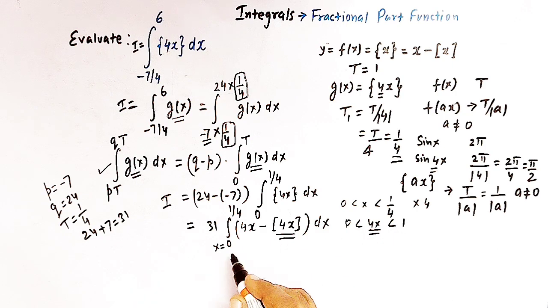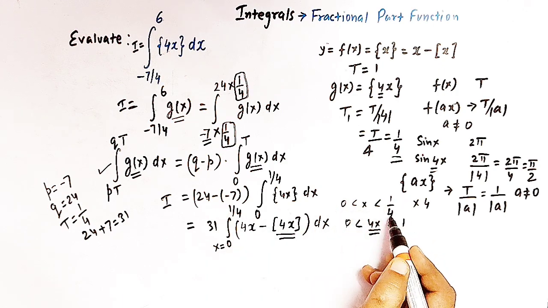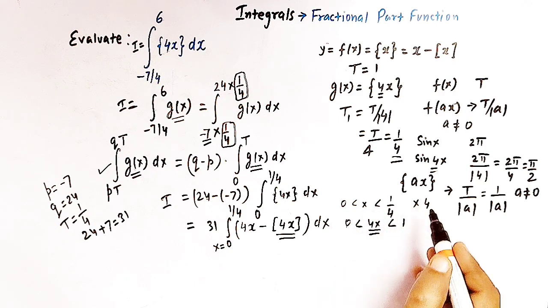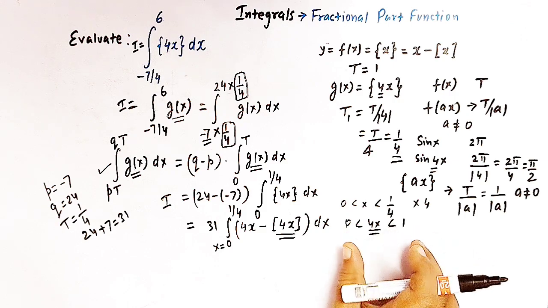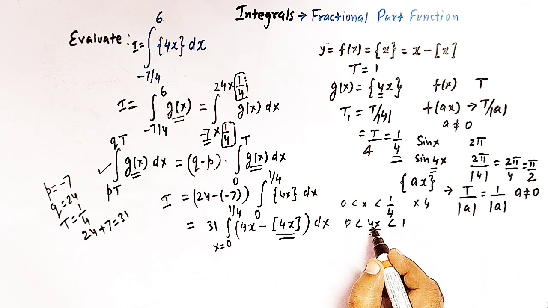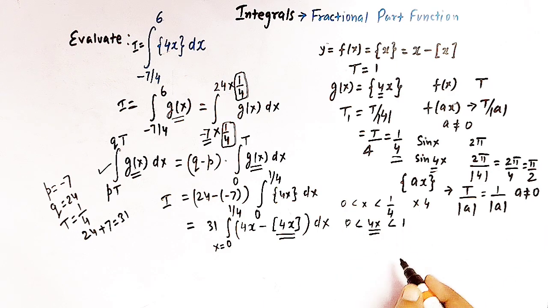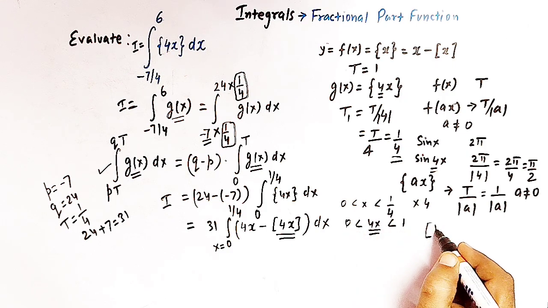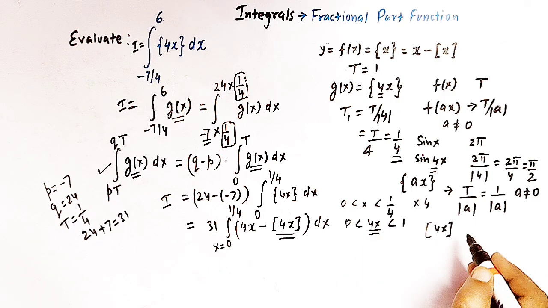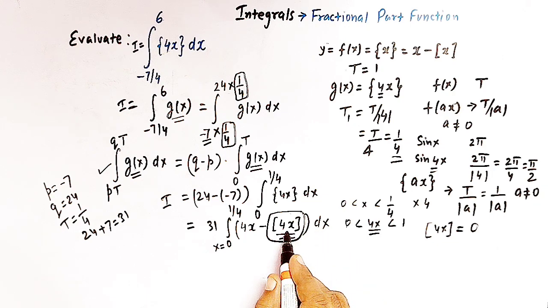So what we have done here, the limits of integration vary from 0 to 1 by 4. So x lies between 0 and 1 by 4. So if we multiply this inequality throughout by 4, then we get this inequality, and this inequality claims that 4x lies between 0 and 1. So by the definition of greatest integer function, for anything lying between 0 and 1, the greatest integer of that term should be equal to 0. So here this term is equal to 0.